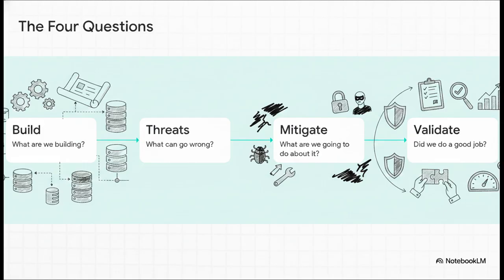Number 1, what are we building? You've got to have that shared understanding across your team. Number 2, what can go wrong? That's your threat identification. Number 3, what are we going to do about it? AKA your mitigation plan. And number 4, did we actually do a good job? That's your validation phase. Seriously, keep these 4 questions in your back pocket. They're the engine driving this whole process.